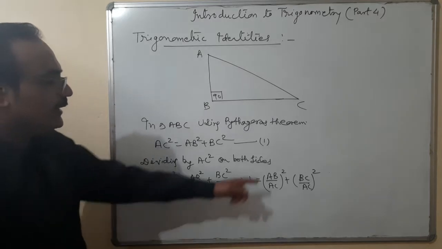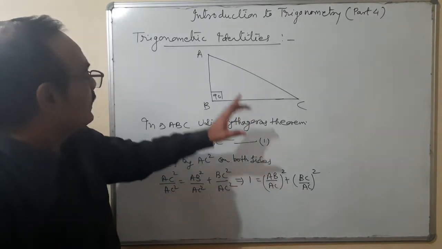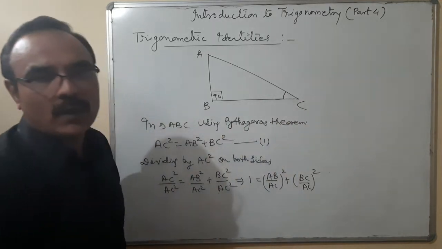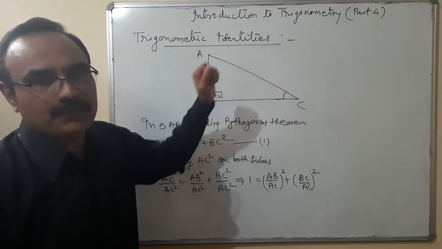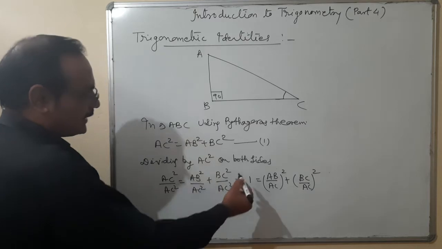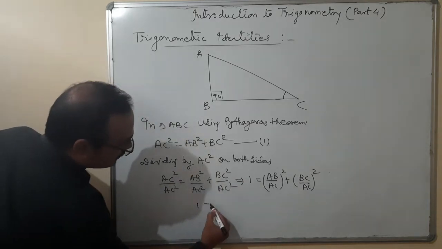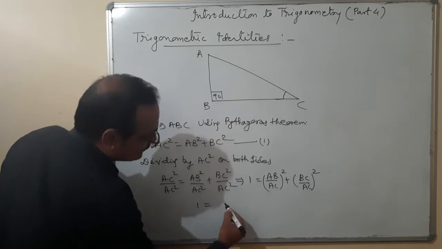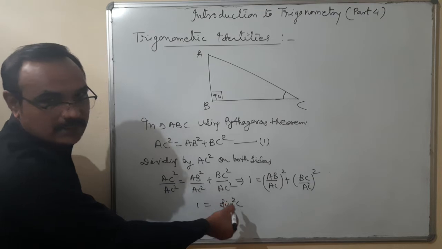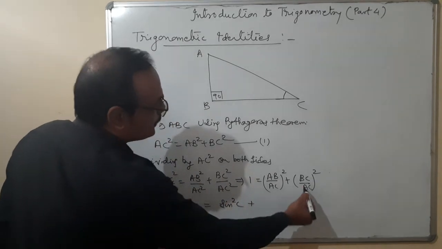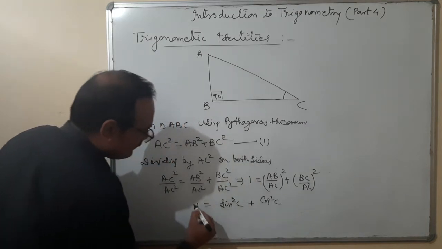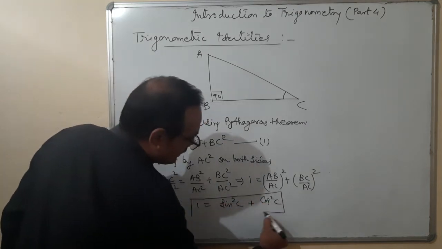Okay. AB upon AC. If I take this as an angle, then its opposite is the perpendicular, that is, AB upon AC is perpendicular upon hypotenuse. So I can write 1 is equal to sin C. That means it is sin square C, because AB upon AC whole square is sin C whole square, plus BC upon AC, base upon hypotenuse, cos square C. So that is identity number 1.